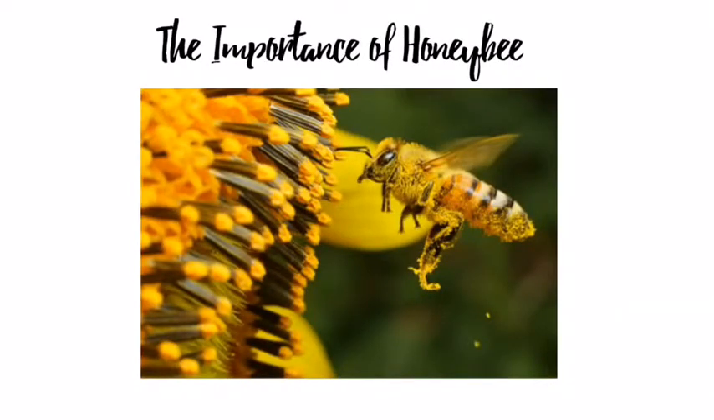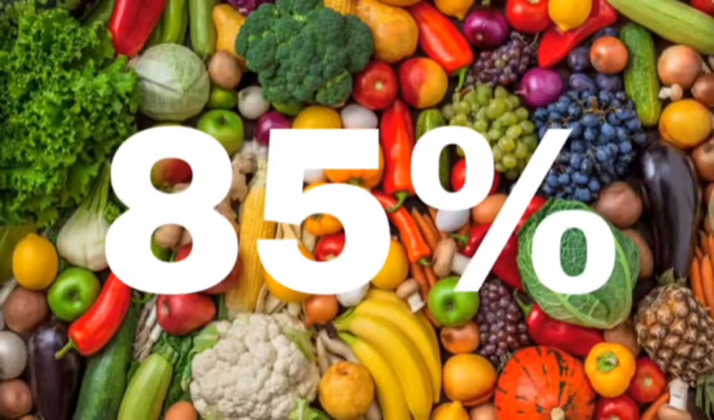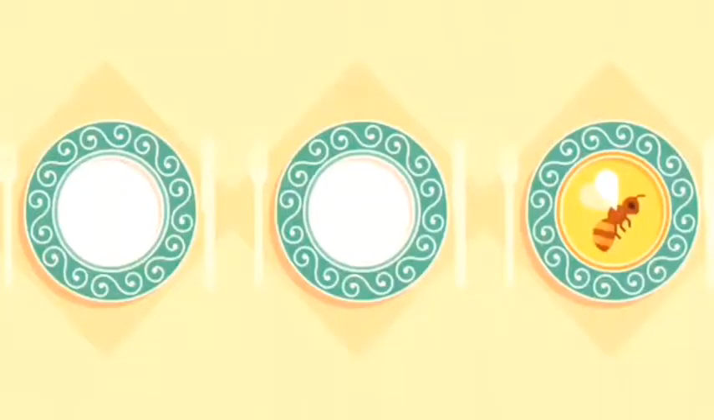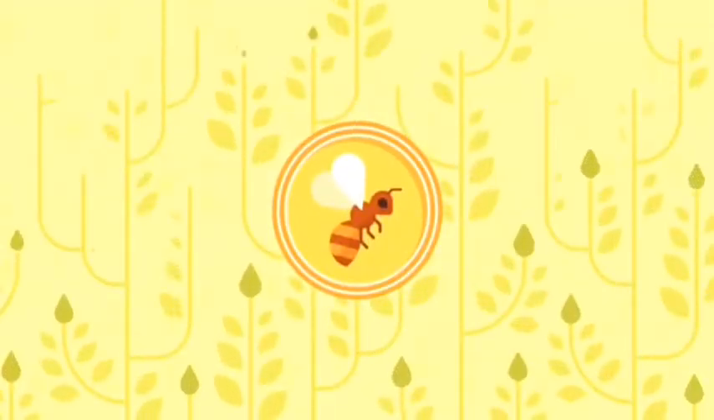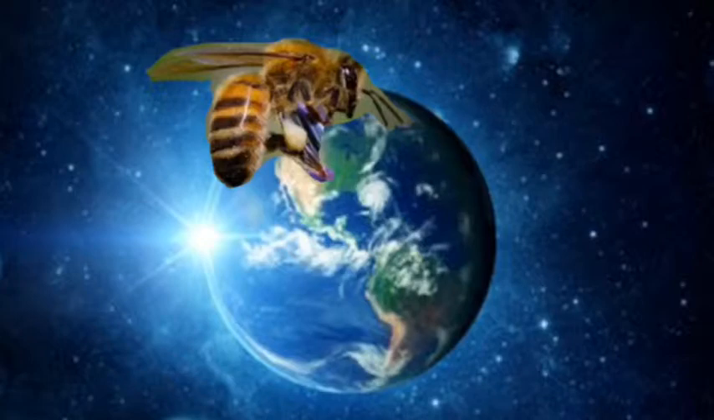Honeybees are essential components to life on Earth as they play a vital role in pollinating 85% of the food we eat. That means 1/3 of the world's food supply depends on honeybee pollination, which makes them one of the biggest pollinators in the world.